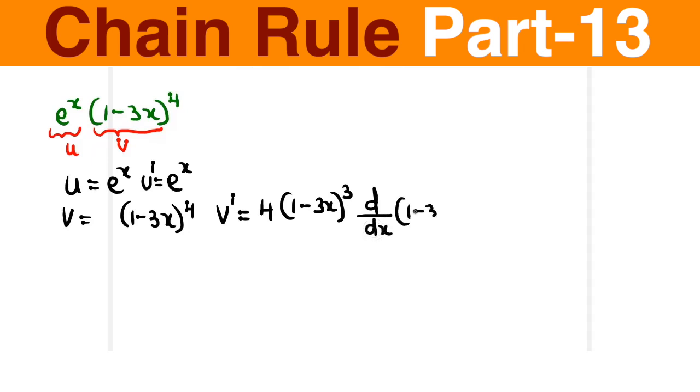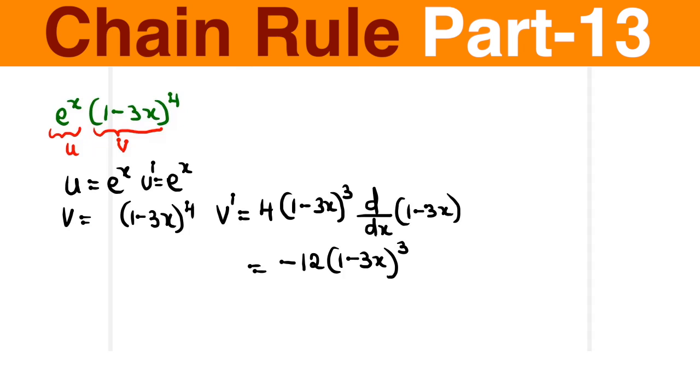So d by dx of 1 minus 3x. So here is where I differentiate. 1 is going to be 0. Differentiation of minus 3x is simply minus 3. So carry over the answer here. So this is minus 3 into 4, minus 12, (1 minus 3x) the whole cube.